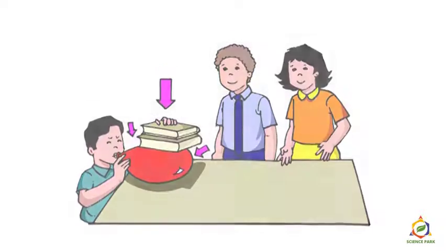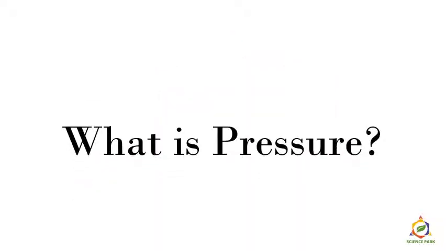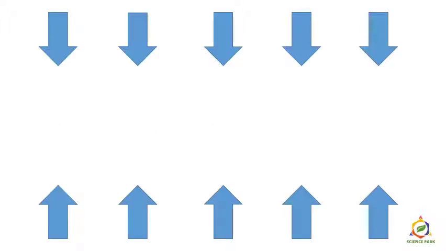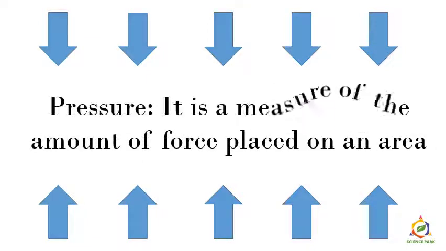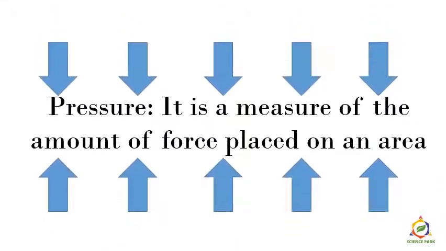So to begin with, what is pressure? So pressure means to press. Is it so? Well, pressure is a measure of the amount of force placed on an area. Let's say, for example, you press on a table with the help of your hand. So pressure is nothing but the force applied by your hand on the table, but only on the part which is below your hand. So that is nothing but pressure, right?